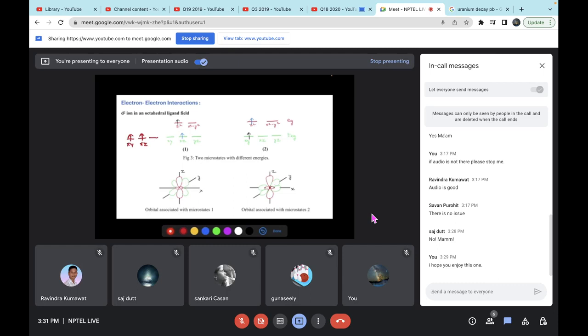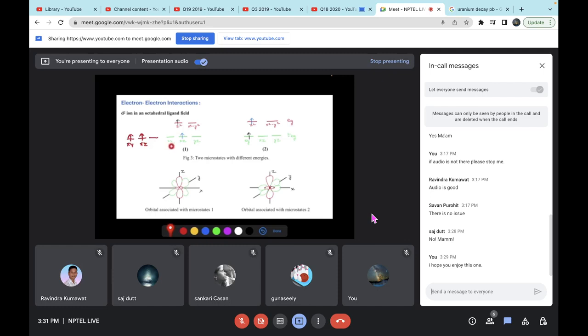So there are again a number of microstates possible in the ground state itself, but let's discuss an excited state example. If I say that in the ground state my 2 electrons were in xy and xz, then in the excited state, the transition from t2g to eg can happen in 2 different ways.